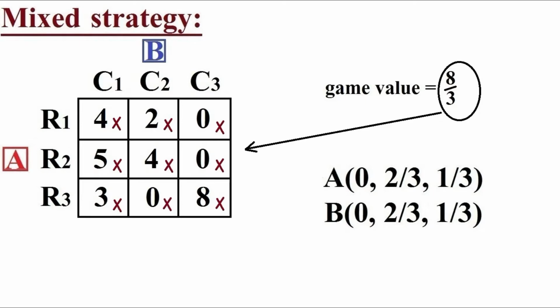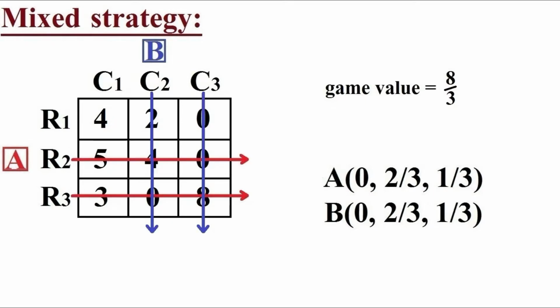So, in order to get a game value which is not part of the given game matrix, somehow they will have to manage a kind of average, you can say, of 2 or more strategies. 8 by 3 lies somewhere in between these values, and to reveal this game value, both of them are using their second and third strategies.